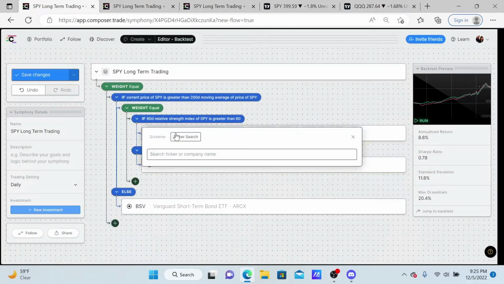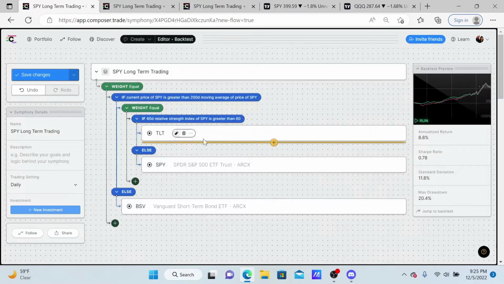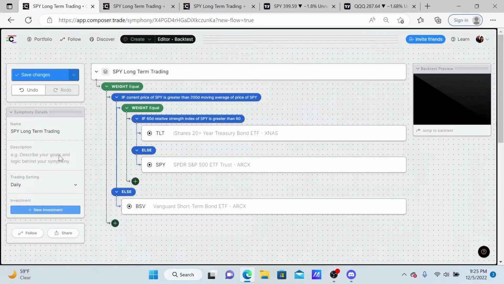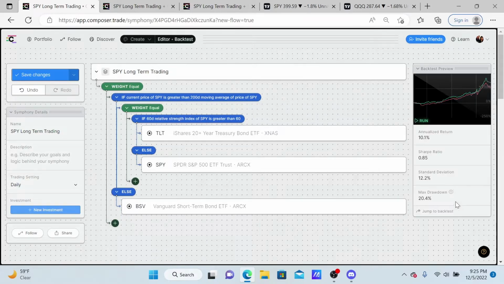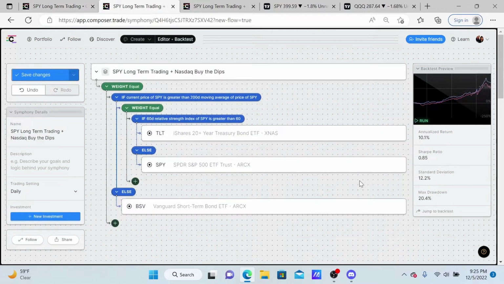Okay, so if you erase IEF and enter TLT and run the test, you should get a little bit better performance. So yeah, if you transition to TLT, which is the 20 plus year treasury bond, you can get 10.1% annual return while keeping the same max drawdown around 20.4%. So that is the other alternative. You can do other things too. You don't have to use those two. That's just what I like to use. So moving on.